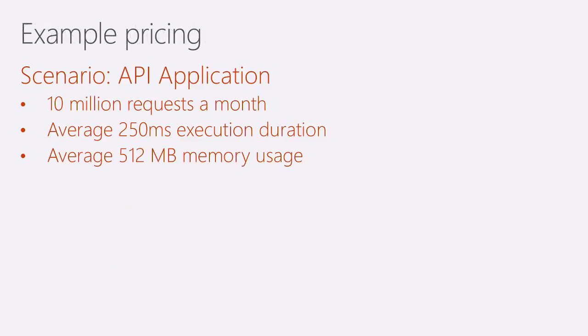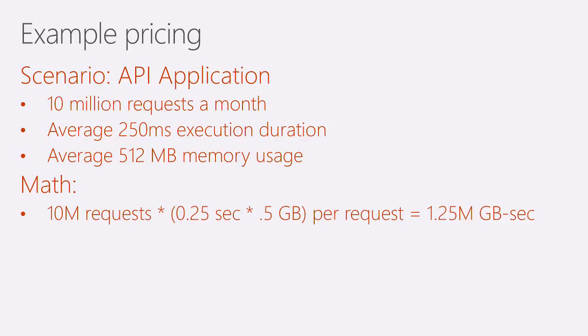So let's just do some super quick math to make it more concrete. Say you have an app that's doing 10 million HTTP requests a month. It takes on average 250 milliseconds to execute those requests, and you're using about half a gig of memory on average. This is a non-trivial workload, right? Hello World would be a lot less than 250 milliseconds and this much memory. So this is something a bit more realistic.